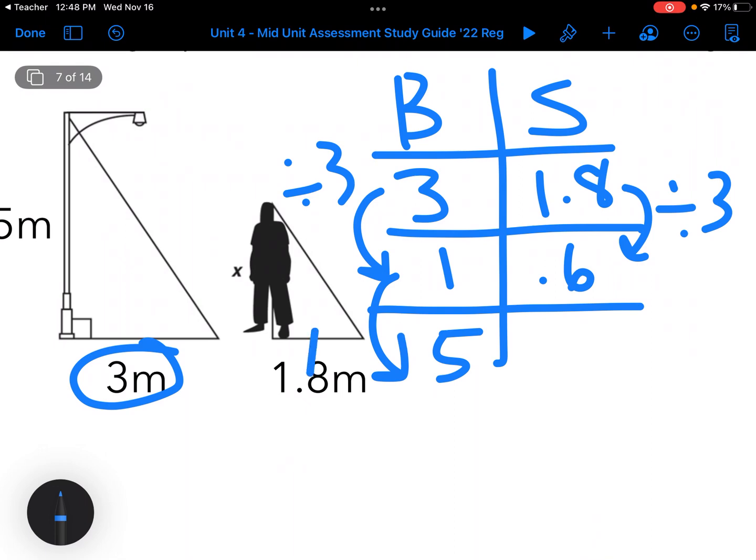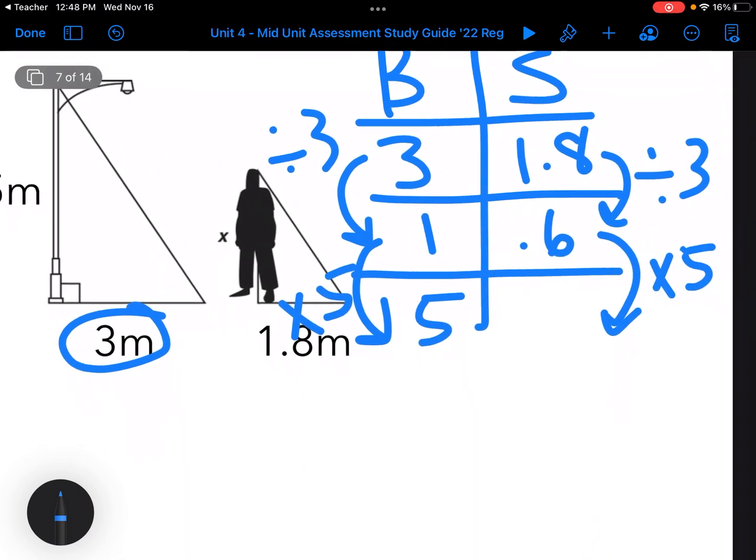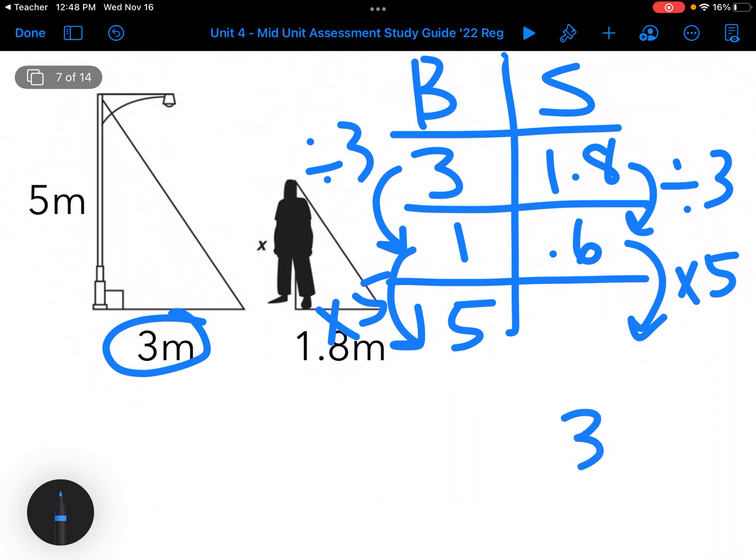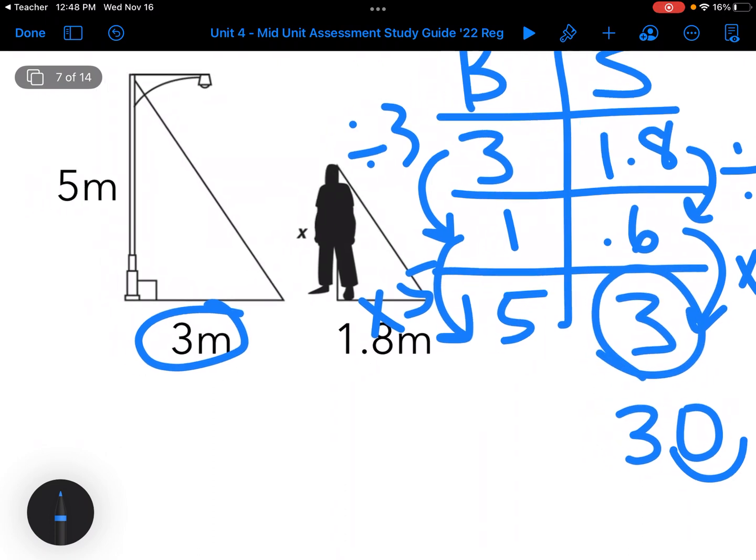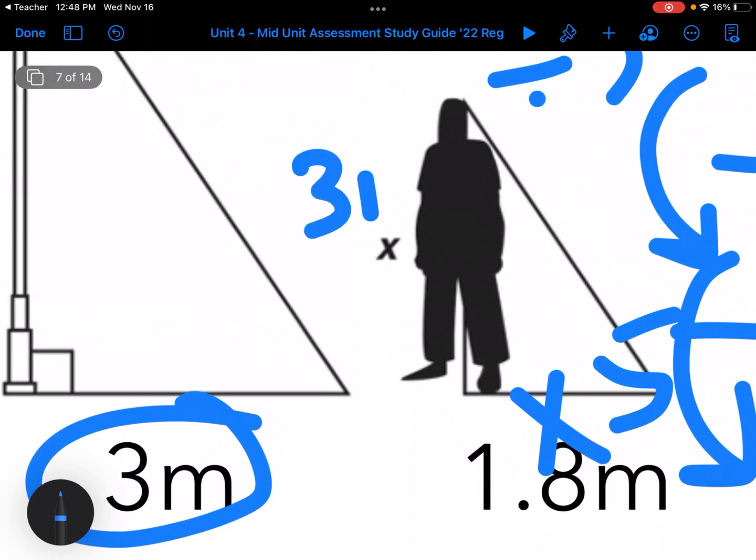So 1 times 5 is 5. So 0.6 times 5. So I know 6 times 5 is 30, and I have one number behind the decimal in my problem, so I have to have one number behind the decimal in my answer. So that's going to be 3. So the man is 3 meters tall.